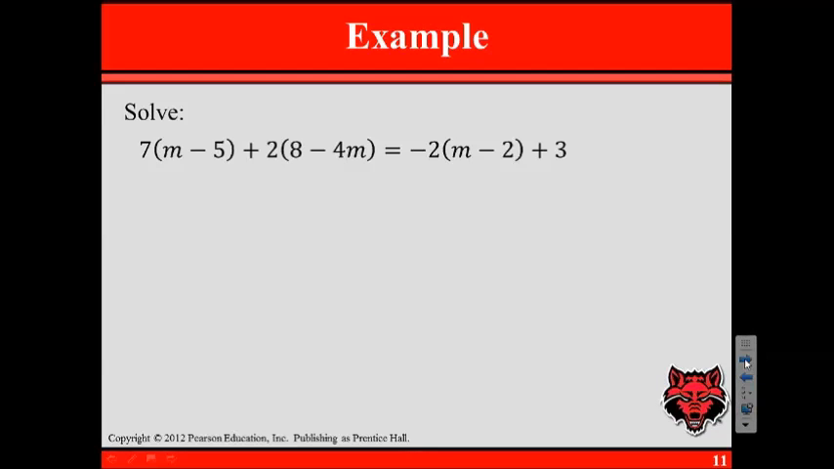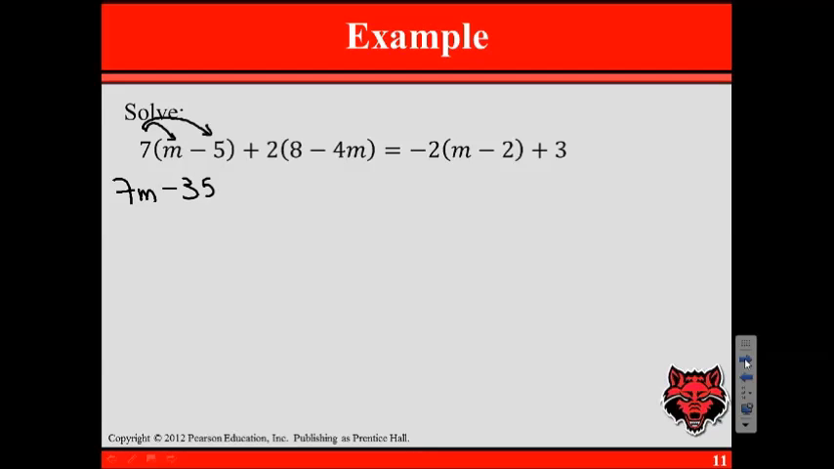Let's try a few more examples. In this example, we see we have parentheses being multiplied by whole numbers or by integers. So we will need to use the distributive property multiple times on each side of the equation to simplify before we can solve. So starting with the 7, we multiply 7 into the parentheses. That will give us 7m minus 35.